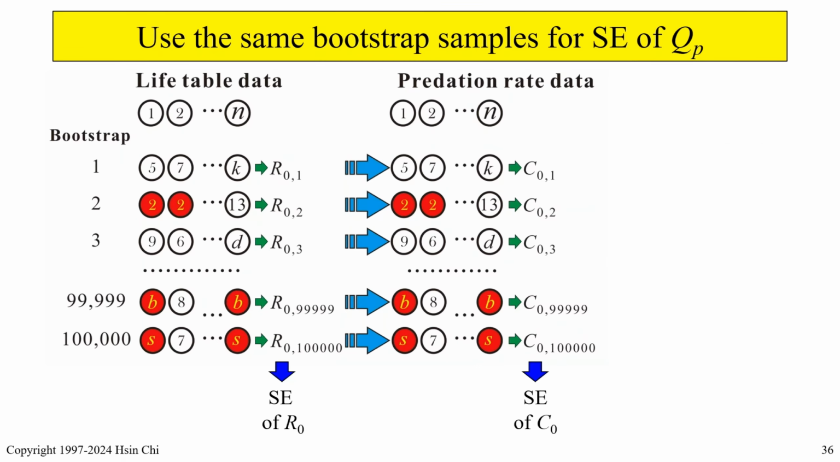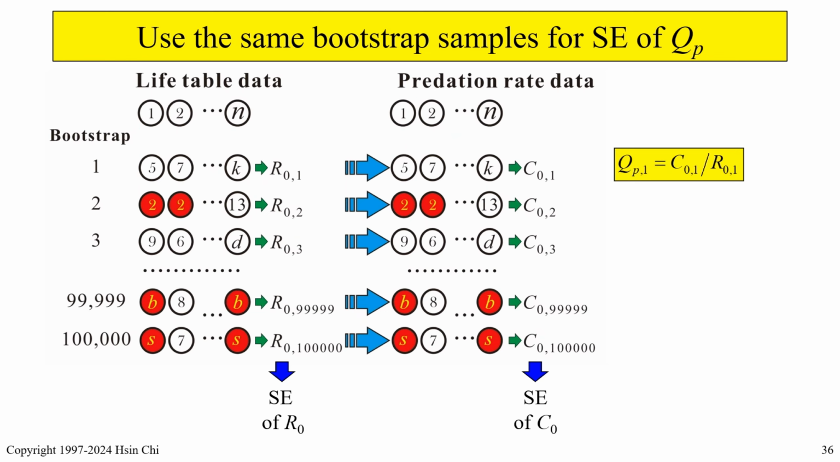To correctly link the analysis of the net predation rate C0 and the analysis of the net reproductive rate R0 in the calculation of the standard error of transformation rate QP, it is necessary to read the same bootstrap samples, 100,000 bootstrap records, used in the TWOSEX analysis for the bootstrap analysis of predation rate.